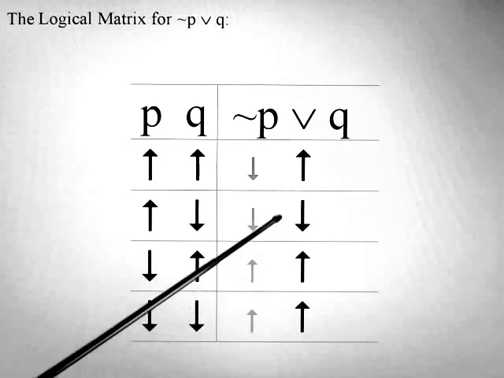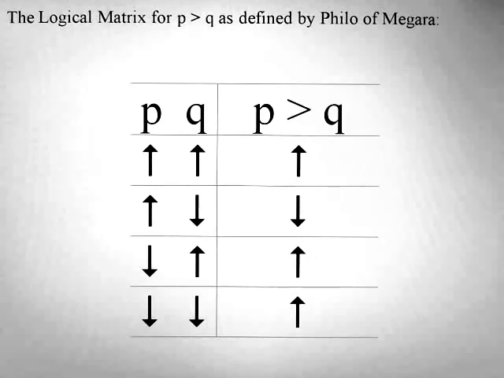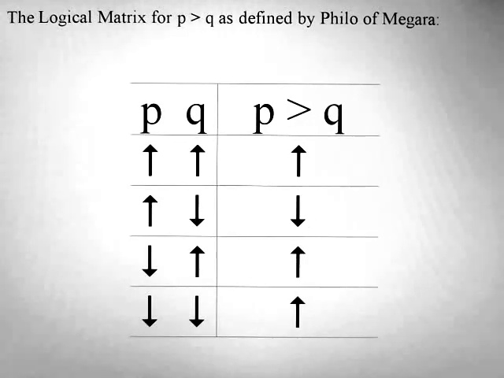At any rate, you see that the assignment of values for this not OR statement, not P or Q, is identical to the assignment of values that Philo Megara gave to the implication statement. So, in a manner of speaking, this symbol for implication is merely an abbreviation for the symbolism of this not or statement. So, in effect, he's not really introducing anything new. The implication can be reduced to the not or statement. The not or statement can be reduced to incompatibility. And again, we are dealing with the most basic logical system.